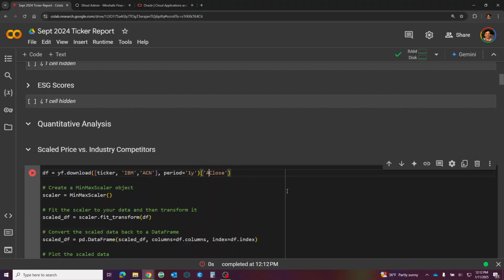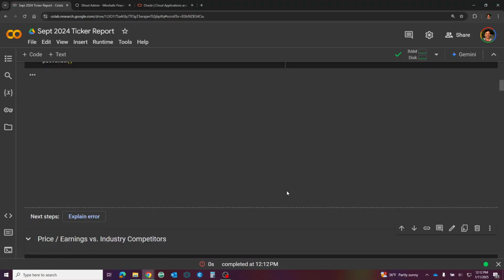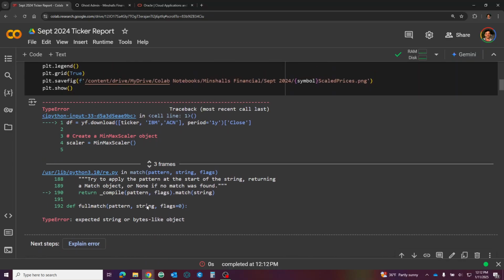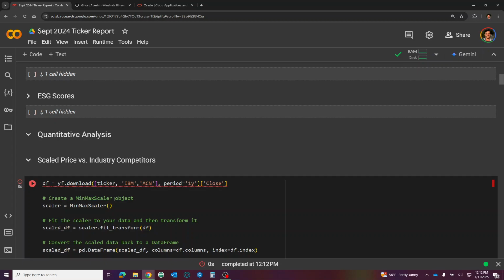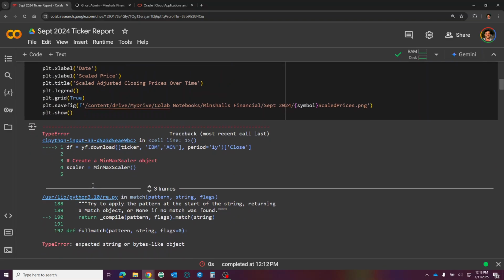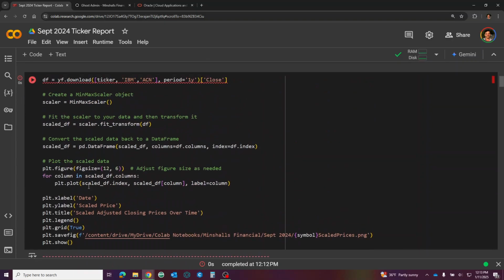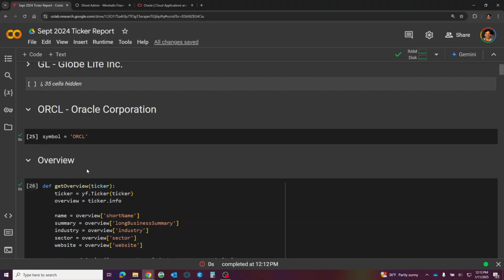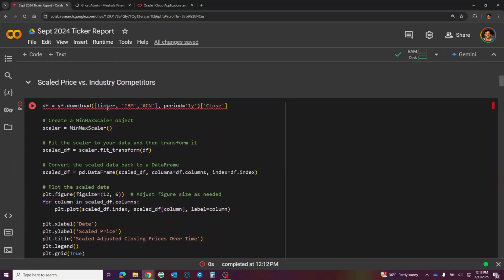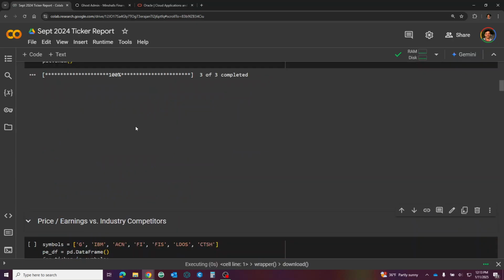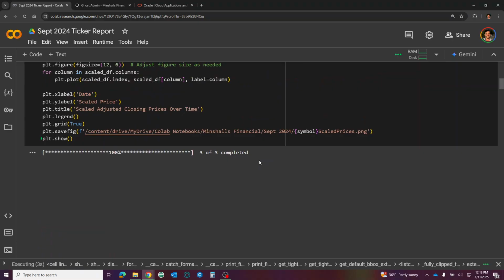Yeah, for some reason, I don't know why adjusted close doesn't work anymore. I swear I've been able to. Man, I am just... create type error, expected string or byte like object. I see. Maybe I'm putting ticker in here when it should be symbol. I hope this video isn't full of just bugs.